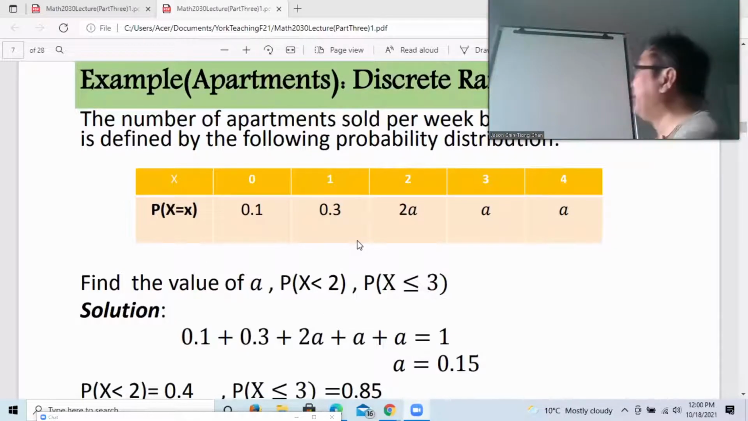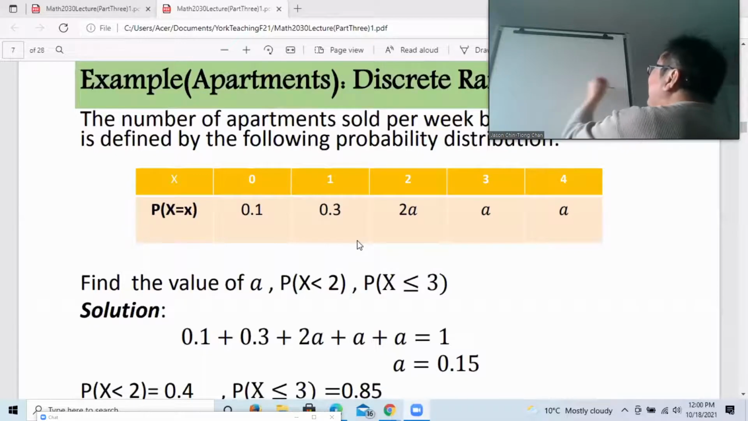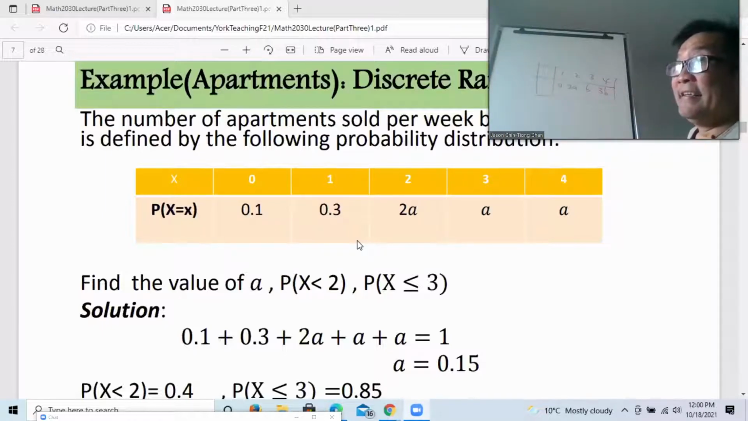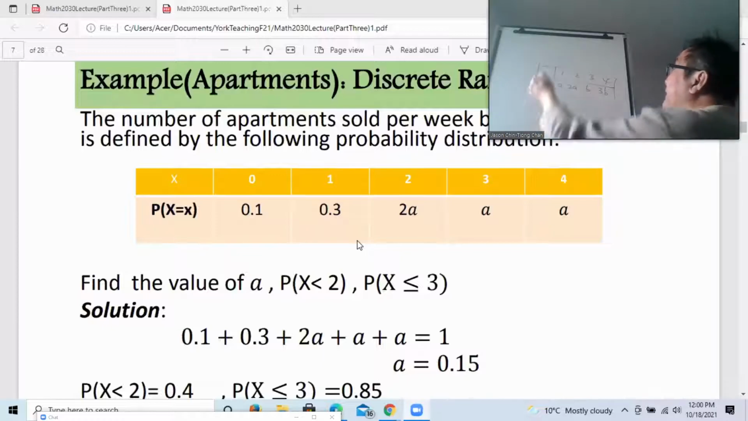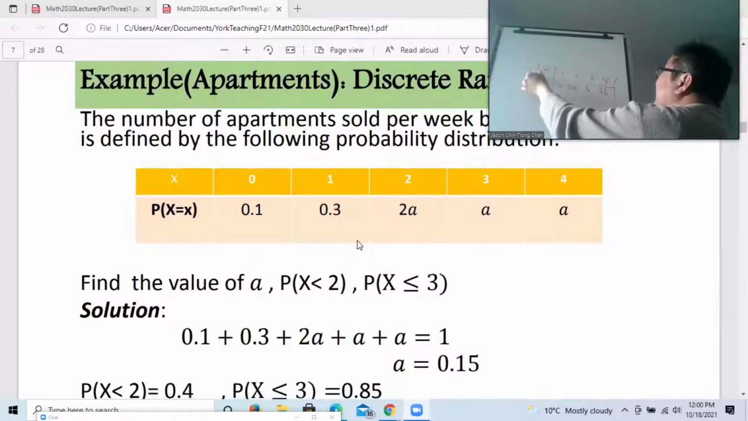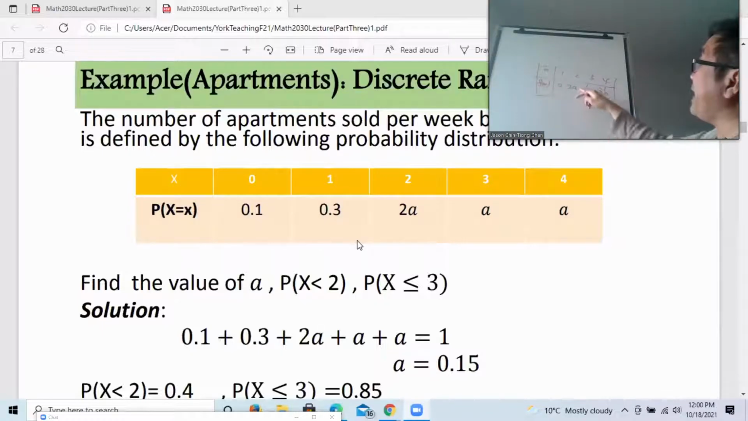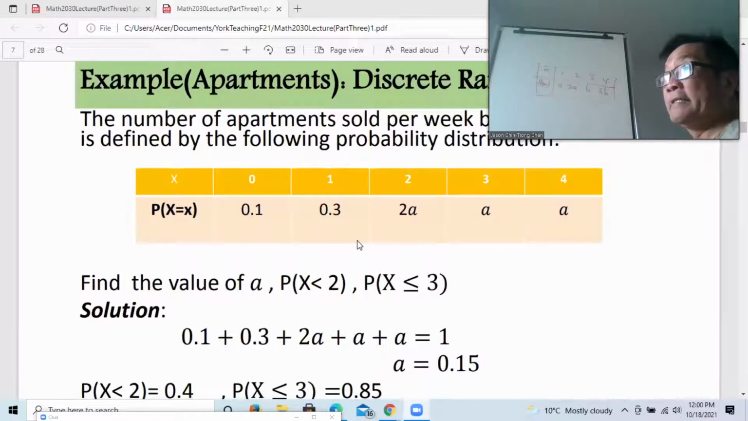If I give you, let's say, a table: 1, 2, 3, 4. Here I put A, here's 2A, here's B, here's 3B. Can you find the probability value? Let's say this is X, and this is the probability value. Are you able to get the answer?